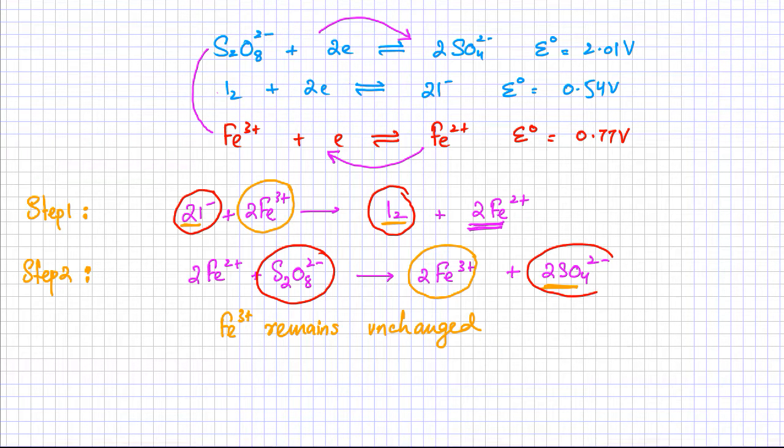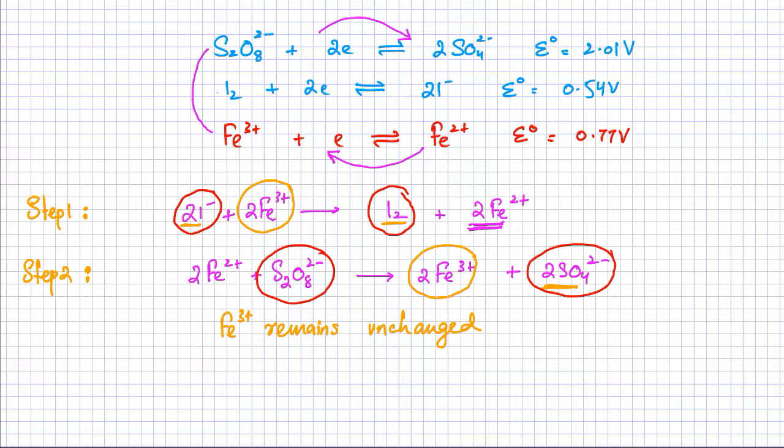So what Fe3+ did in this particular case was that it broke down the reaction into 2 steps, and instead of I- and S2O8 2- reacting with each other, they started reacting with Fe3+ and Fe2+. So in the first step, I- reacted with Fe3+ and got converted into I2, and that Fe2+ that was formed reacted in the second step with S2O8 2- and got converted into Fe3+ and SO4 2-.